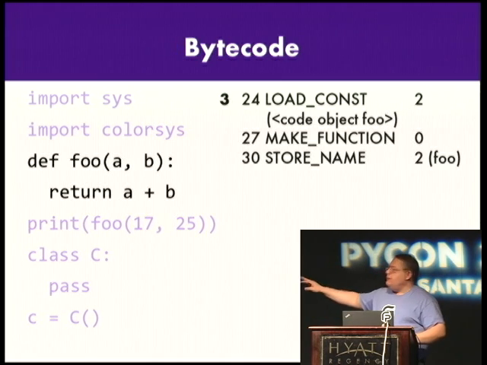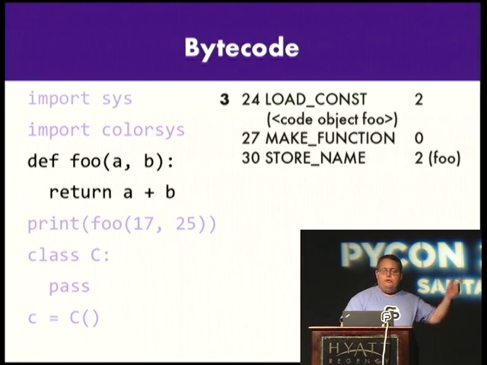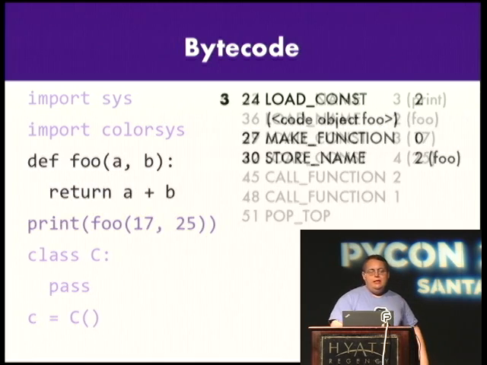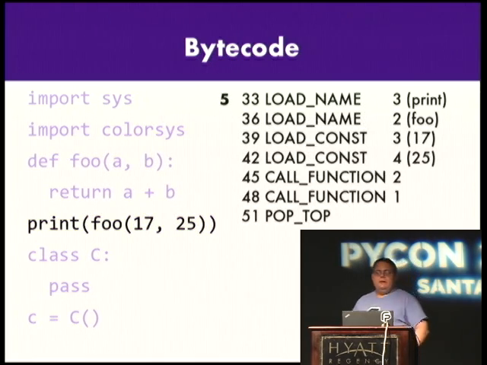So we don't see the code for foo here. I'm going to return back to it, but we're going to go through the rest of the bytecodes first. So our next line is our nested function call. We call print on the result of calling foo, which we're passing in 17 and 25.